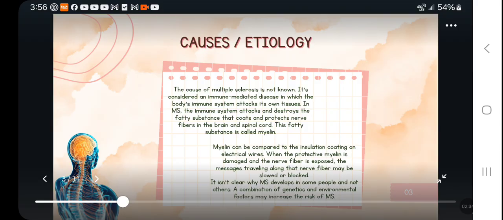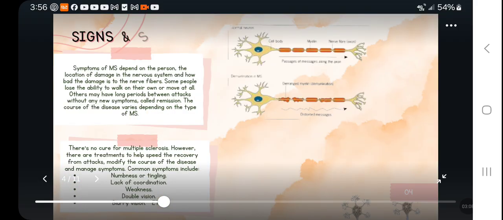Myelin can be compared to the insulation coating on electrical wires. When the protective myelin is damaged and the nerve fiber is exposed, the messages traveling along the nerve fiber may be slowed or blocked. It isn't clear why MS develops in some people and not others. A combination of genetics and environmental factors may increase the risk of multiple sclerosis. And on the bottom left, I just have a picture of the brain, the spinal cord, and all the nerves, just to give you an idea of what I'm talking about.